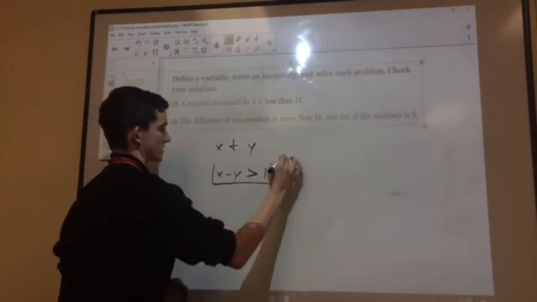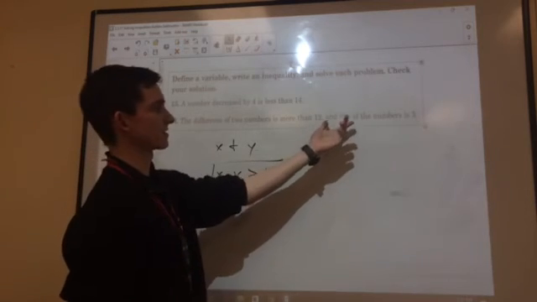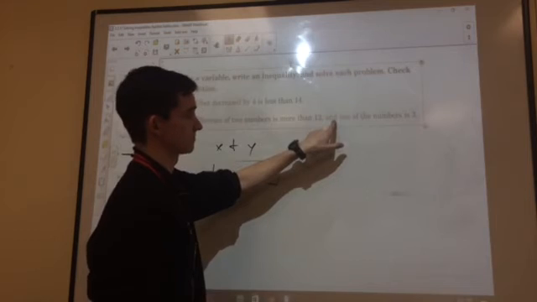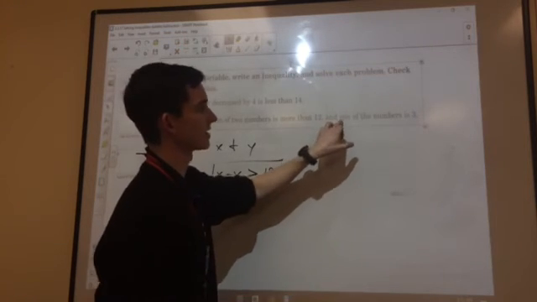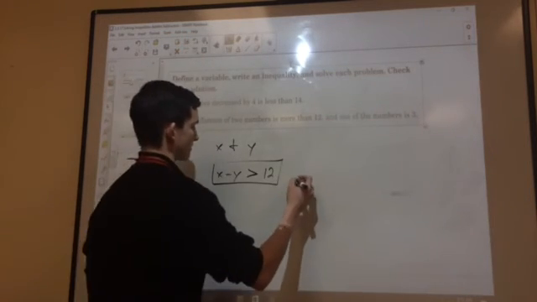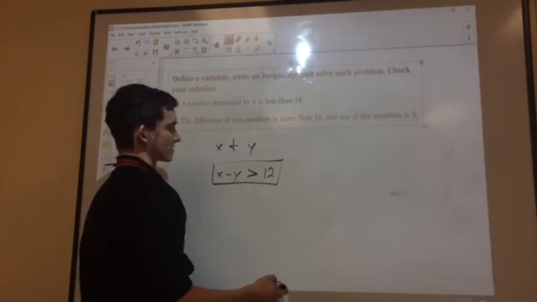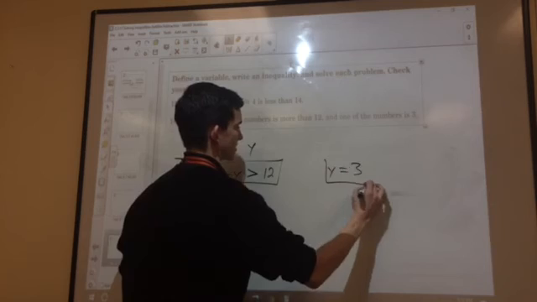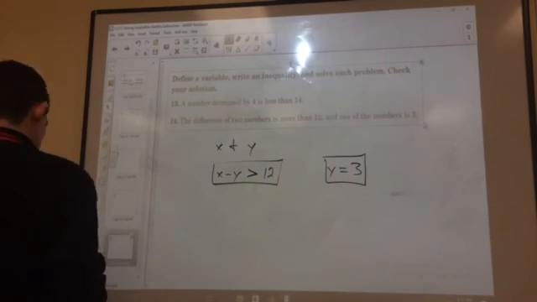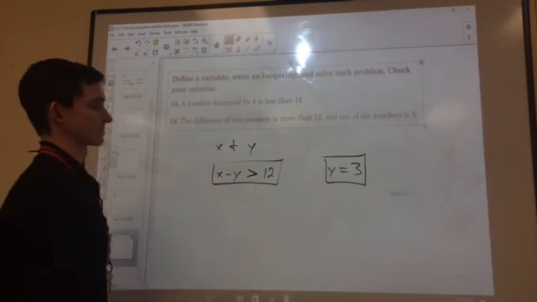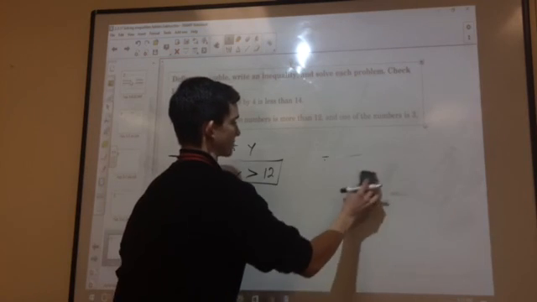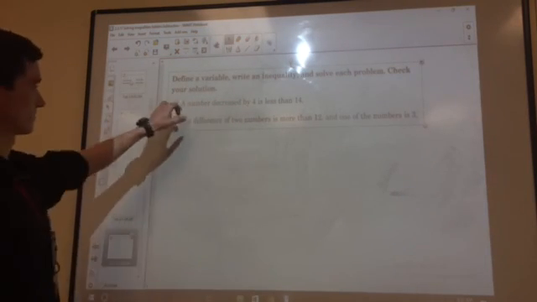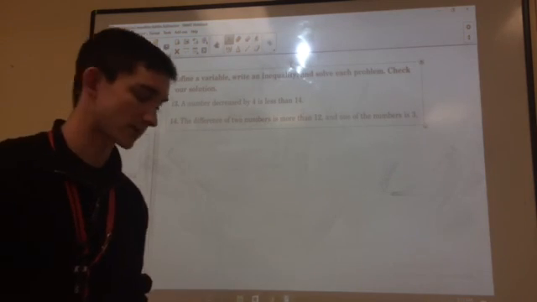That's one inequality. Now, I don't know why this is on here, because it's talking about a whole other inequality. One of the numbers is 3, so y is 3. That's kind of just a crazy example, but don't worry about that one. Guys, if that confused you, number 13 is really what you're focused on now. We'll get to things like that later.